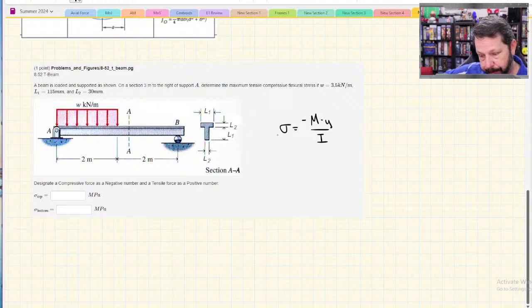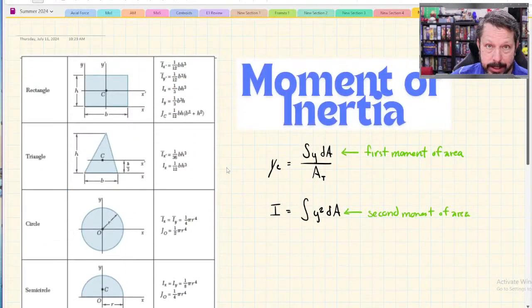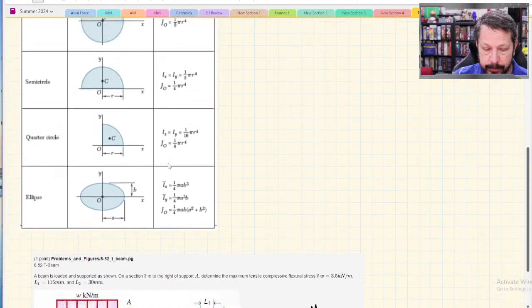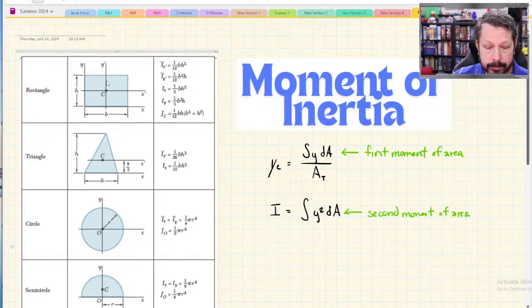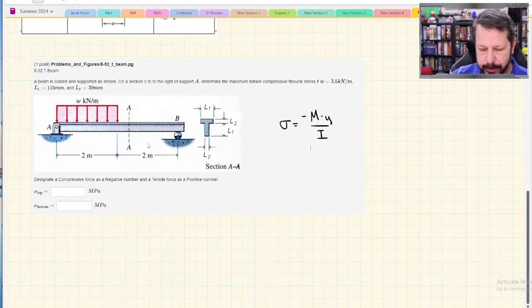So M, we can get that relatively straightforward. We'll do that in a second. Y, we'll need the centroid to find y. And actually, we'll need the centroid to find I also. So in our little chart up here, there is no T-shape. We're going to have to construct this T-shape from two rectangles, basically. So relatively easy process for us to do to start out with, but that's where we're going to start.